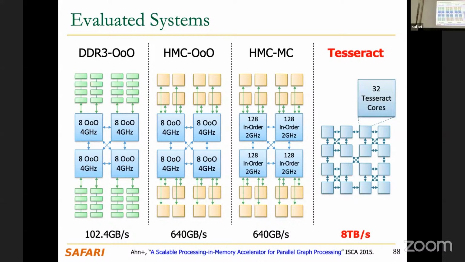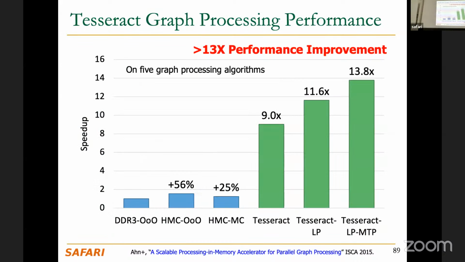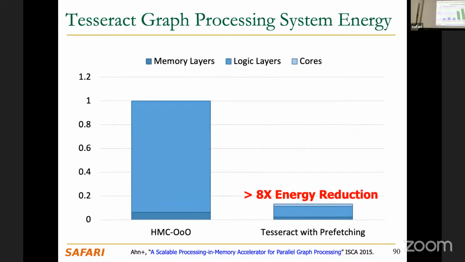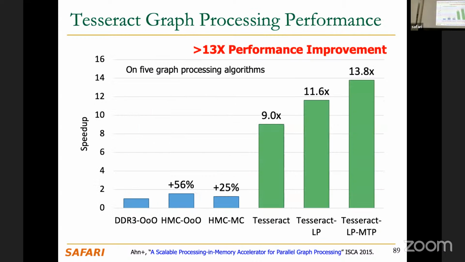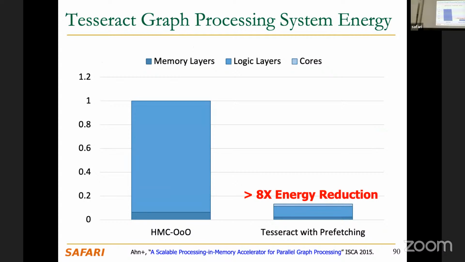And then we see that compared to all of those systems, we can have way more bandwidth for this graph processing application, which actually translates to performance. So overall, by having simple in-order cores near the memory device itself, we can accelerate graph processing by around 13 times. And so this is also another view of the result.